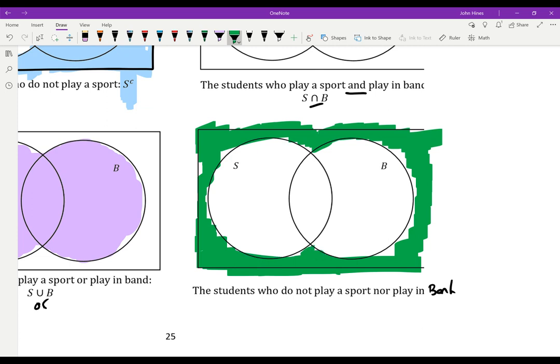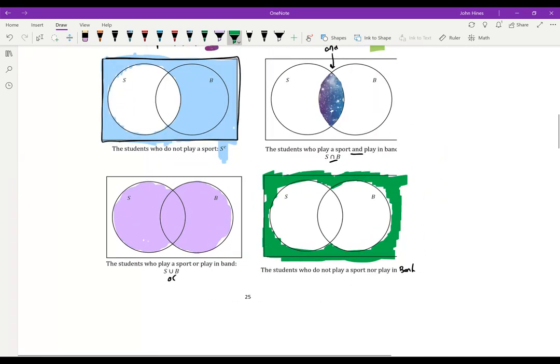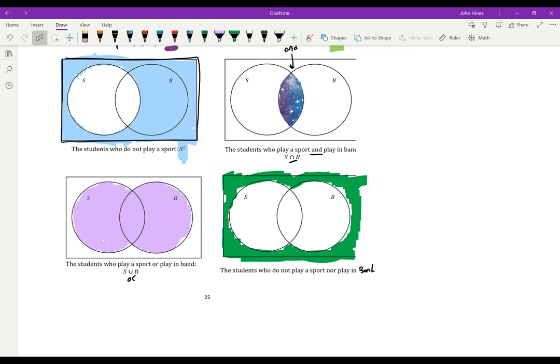So remember that there's really four pieces here. There's just S, just B, both of them, and the outsiders. There's really four different pieces happening here.